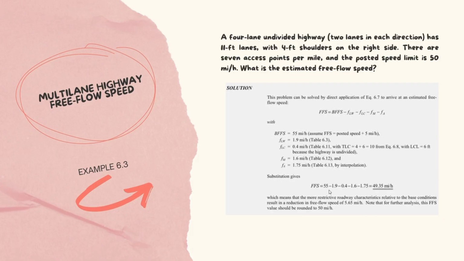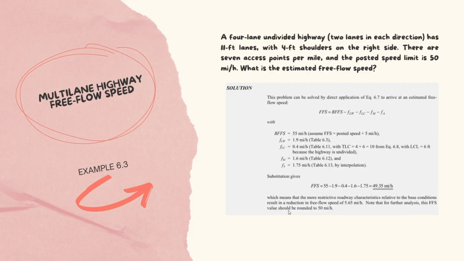First is the BFFS, which is given as 55 miles per hour, and 1.9 miles per hour for FLW, and FLC is 0.4 miles per hour, minus the FM of 1.6 miles per hour, and FA is 1.75 miles per hour. So the result gives the estimated FFS for our given highway conditions.